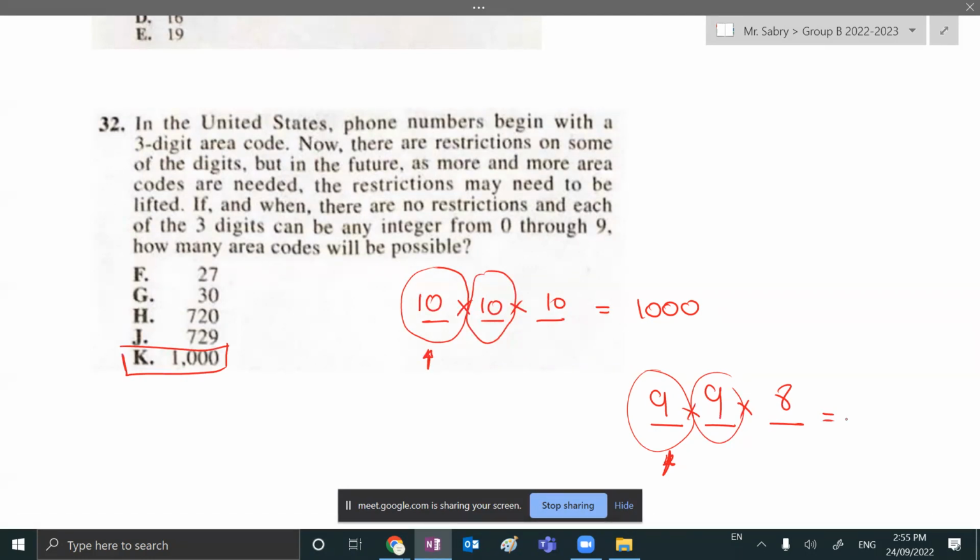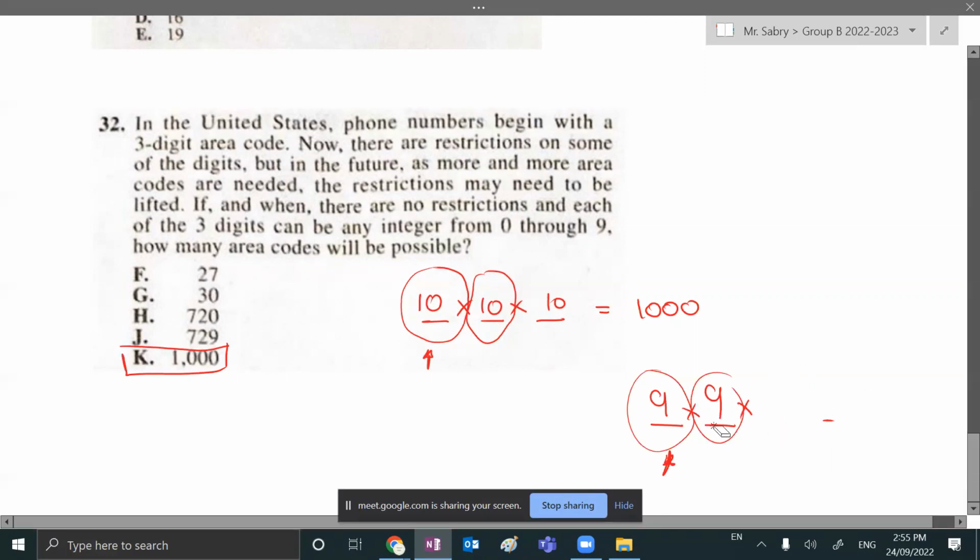May you repeat that? Yes, of course I can. So imagine there were some restrictions. Let's say that the first number cannot be a 0. So how many possible digits can I pick from? It's instead from 0 to 9, it's now from 1 to 9. How many possible ones? There are 9 choices.